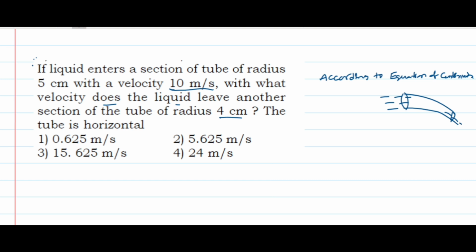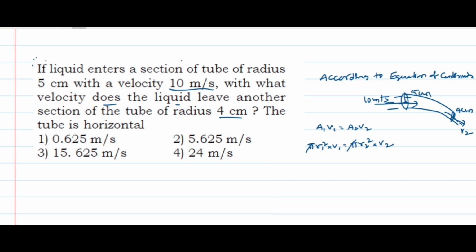Here one radius is given as 5 centimeter and the other end radius is given as 4 centimeter. With what velocity is it entering? 10 meter per second, and with what velocity it leaves we need to calculate, that is V2. According to the equation of continuity, the volume of liquid flowing per second, AV, is constant: A1 V1 equals A2 V2. So pi R1 square V1 equals pi R2 square V2.